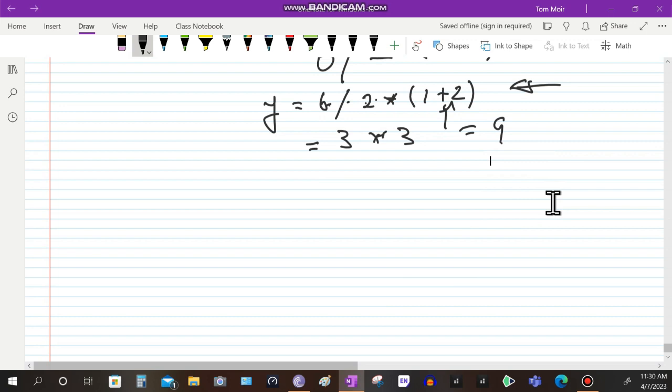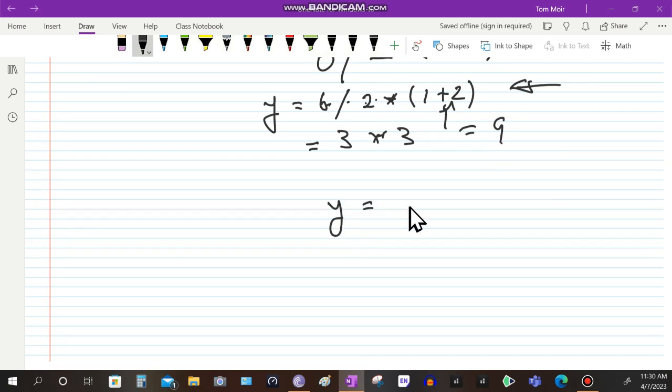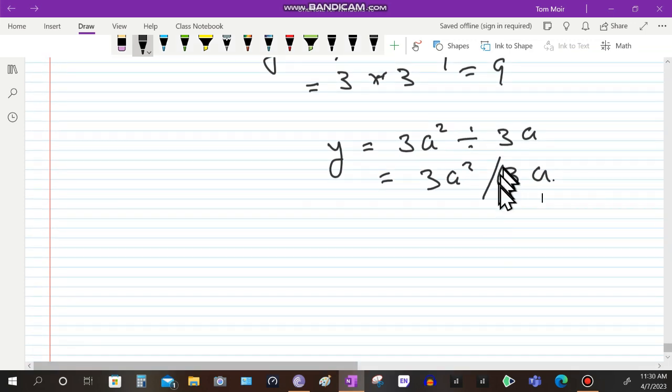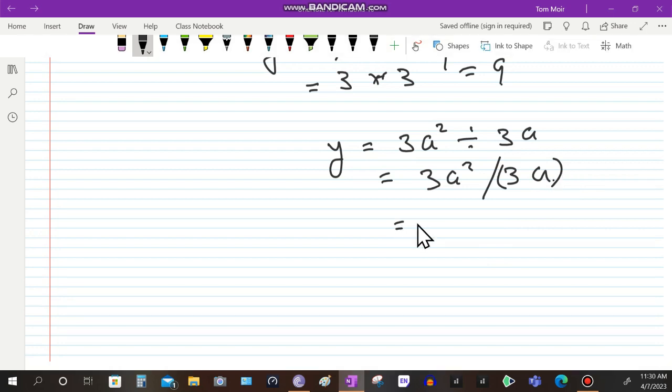So it's really about communication. And if you're an engineer and you give a formula to somebody, if you said y equals, now what was that problem? Something like this, 3a squared divided by 3a. So if you wrote 3a squared over 3a and said, work that one out, most people would take the 3a to be like that, and you'd get an answer of a.